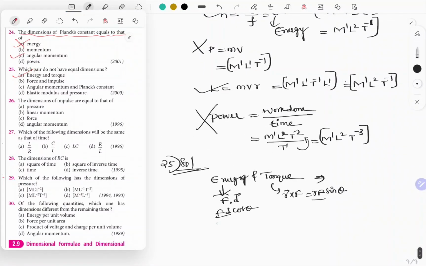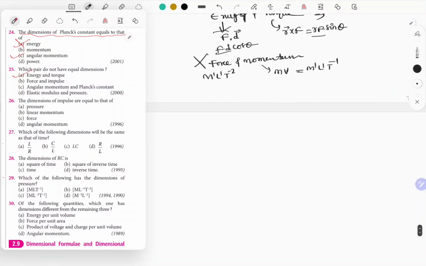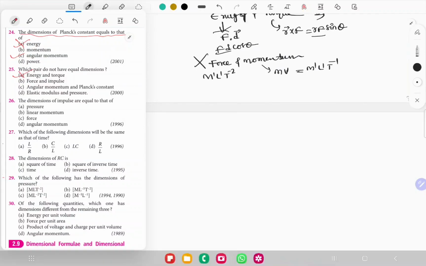Okay, let's check force and momentum. The force dimensional formula is M power 1 L power 1 T power minus 2, whereas momentum is mass into velocity, which is equal to M power 1 L power 1 T power minus 1. Do they have the same dimensions? No, they do not. So which option is correct? I think energy and torque have the same dimensions, which means it is the wrong option because they are asking which do not have equal dimensions. Force and momentum do not have equal dimensions.